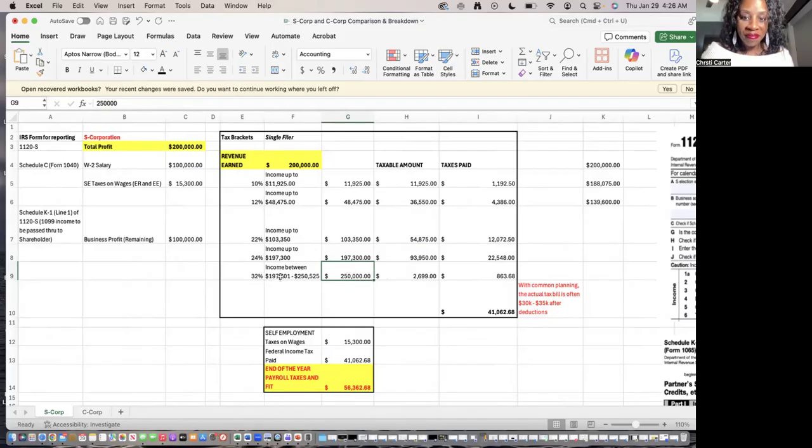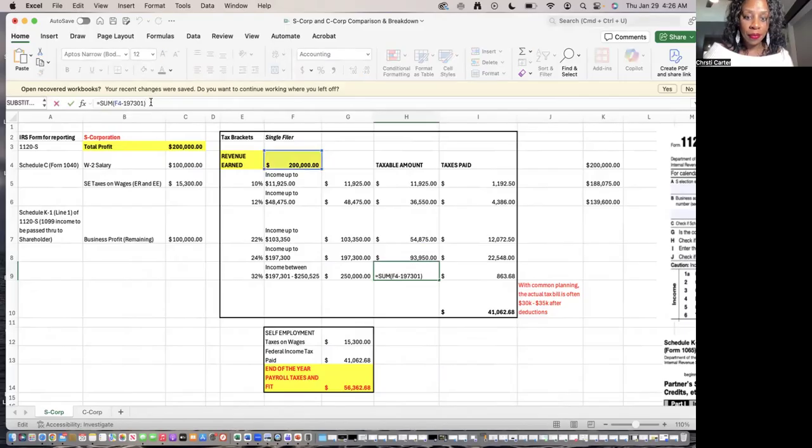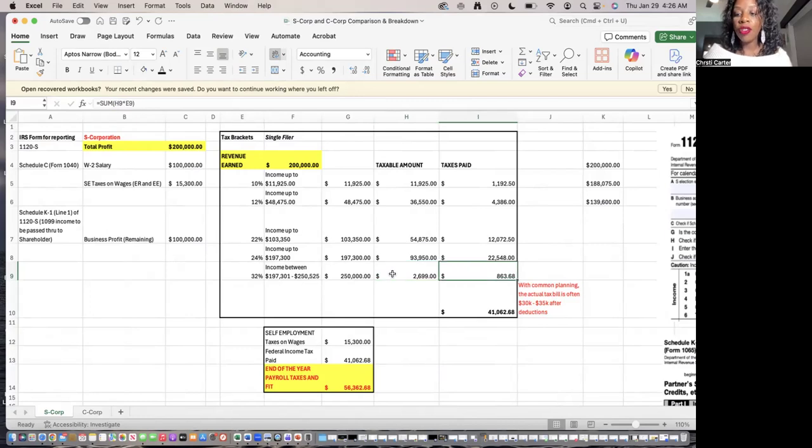Okay, so taxable amount right here. I subtracted $197,300 from 200,000. And that equates to $2,699. So basically you're going to pay 32% on $2,699, and that equates to $863.68. And there is my formula right there.